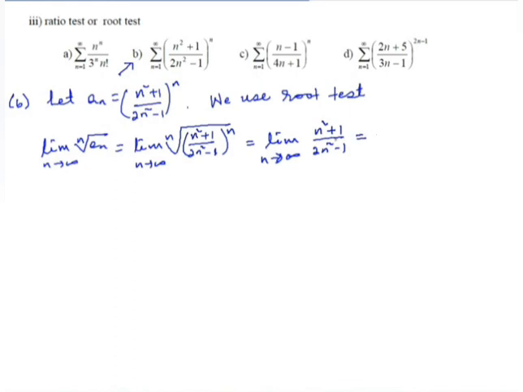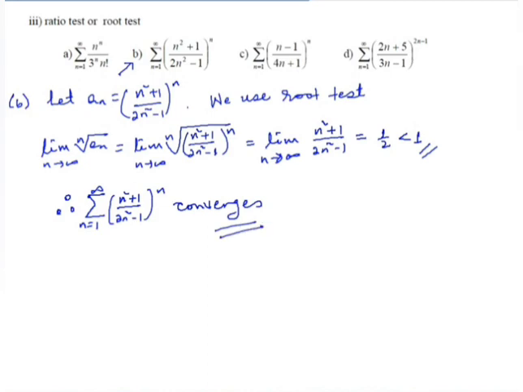So as n approaches infinity, the expression converges to 1 over 2, which is a number less than 1. Like in the ratio test, if the number is 1 it's inconclusive, if less than 1 it converges, if greater than 1 it diverges. So since this number is less than 1, the series, n squared plus 1 by 2n squared minus 1, the whole to the n, starting from 1 up to infinity, converges.